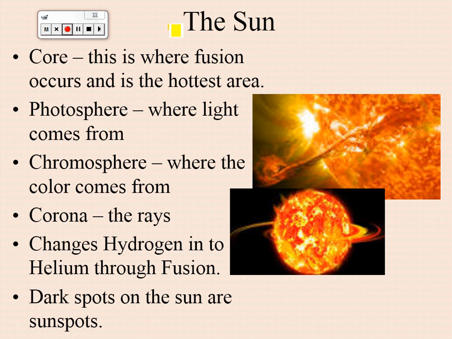Okay, the sun. This is all about the sun. The core is where fusion occurs. We kind of already said that. It's also the hottest area. Photo, remember, means light, so this is where the light comes from. Chromo means color, so this is where the color comes from, and these are the layers. The corona is the rays. It's kind of like what we see come around a cloud, the rays. It changes hydrogen to helium, we already said that, and the dark spots are called sunspots. They're actually cooler regions, even though they're not cool by our standards of cool. They're still extremely hot, but compared to what's around it, they're cooler.